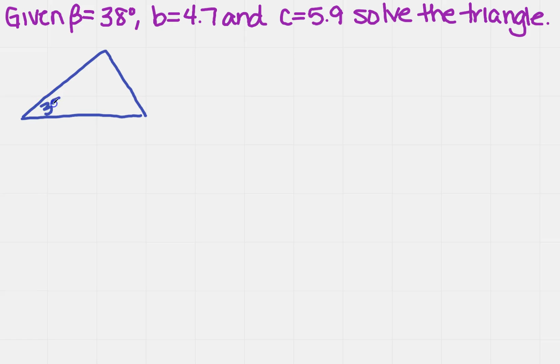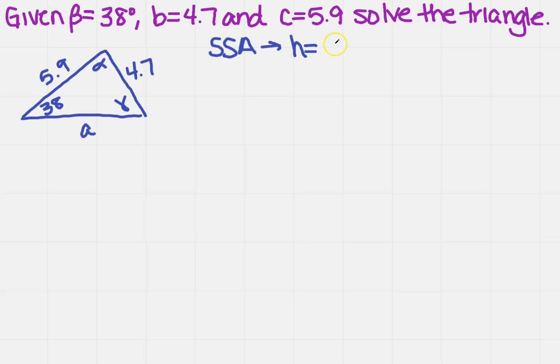So I'm going to make this 38, which makes the side opposite 4.7. If I make this one 5.9, that means gamma is opposite of it. That makes this alpha and this A. So I notice I have a side and an angle. So that's SSA. And what is the first thing we always do with SSAs? We have to find the altitude, or H.